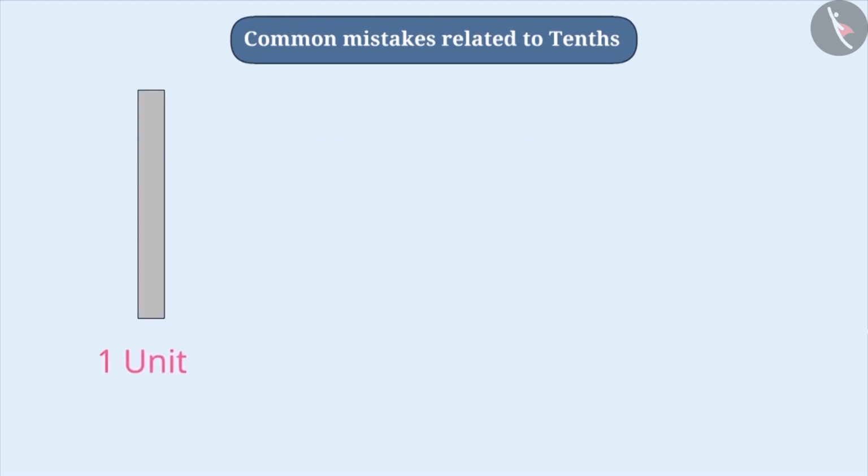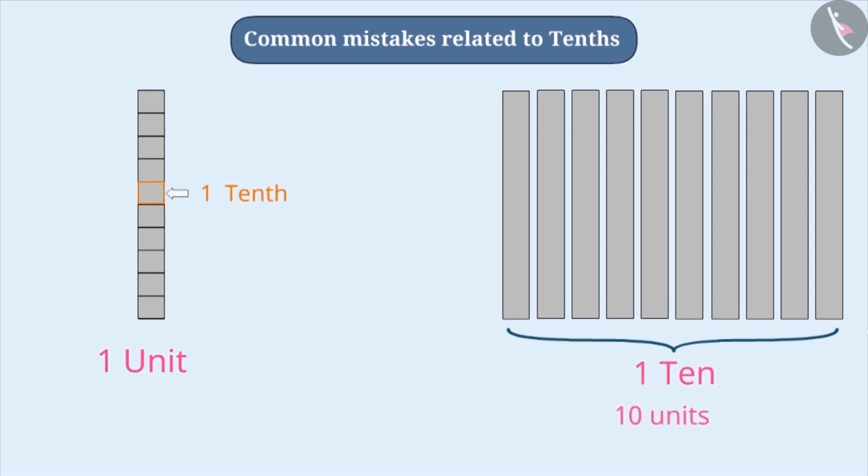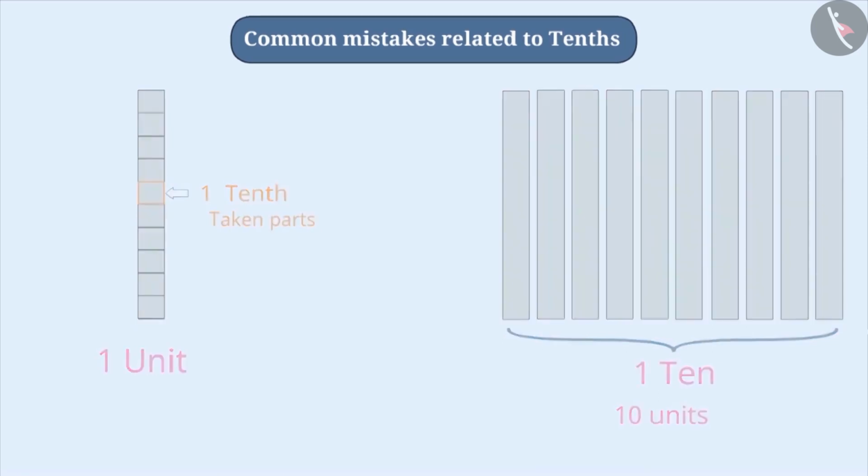If we consider 1 bar as 1 unit, then a group of 10 bars will be called tens. Now if we take 1 bar and divide it into 10 equal parts, then one part of it is called a tenth. So, the digit in the place of tens represents the number of groups of 10 units and the digit in the tenths place represents how many parts have been taken out of 10 equal parts of 1 unit.